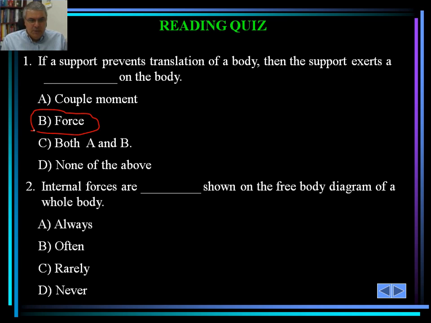So if a support prevents translation of a body, then the support exerts a force on the body. Reading quiz number 2: internal forces are blank shown on the free body diagram of a whole body. The question states internal forces, so it's very important to be able to distinguish that. In order for us to identify the internal forces, we actually need to cut the body at different sections to be able to identify all the internal forces. So internal forces are never shown on the free body diagram of a whole body. So keep that in mind. We would never show any kind of internal forces on our FBD.